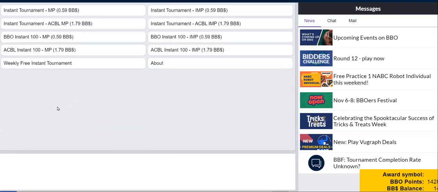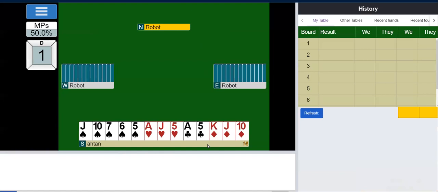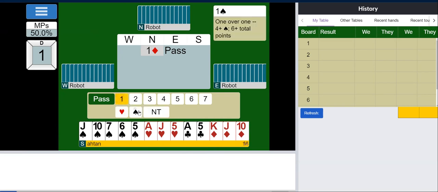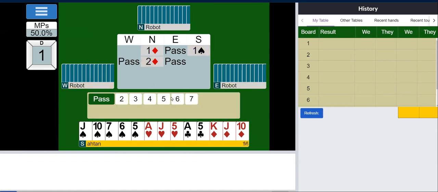Okay, another instant tournament. I have 14 high card points. My partner is just open, so we are definitely heading for a game. Let's try the spade suit first. No go. My partner has six diamonds, probably, and a minimum hand. So I guess I'll just bid three no trump.